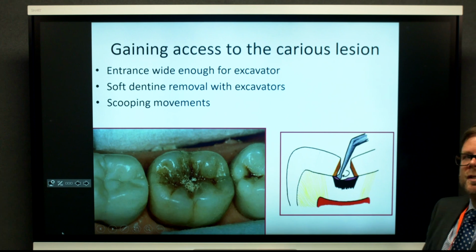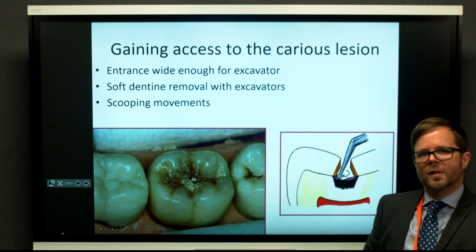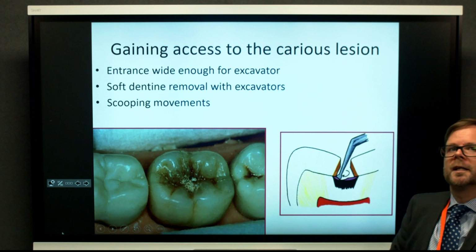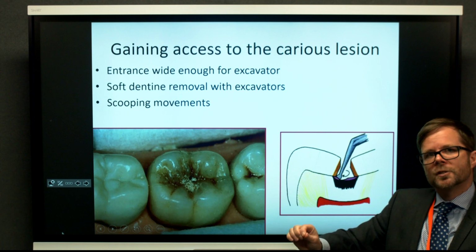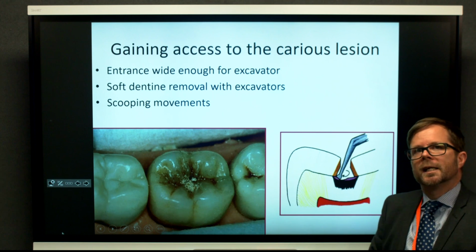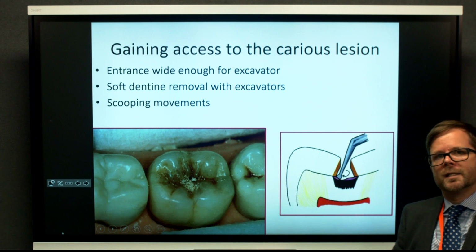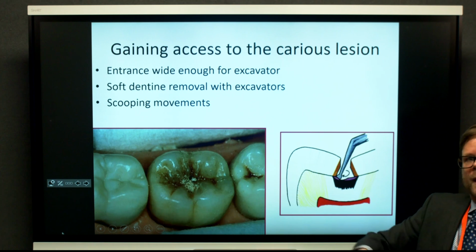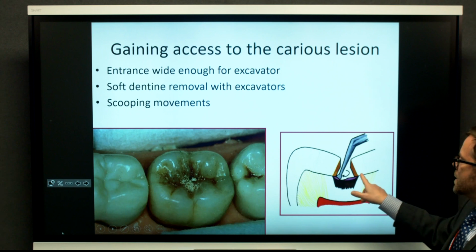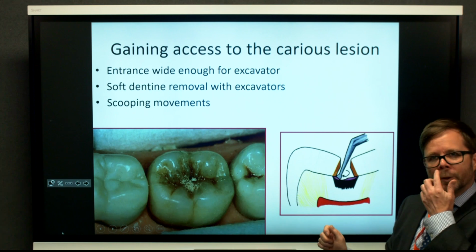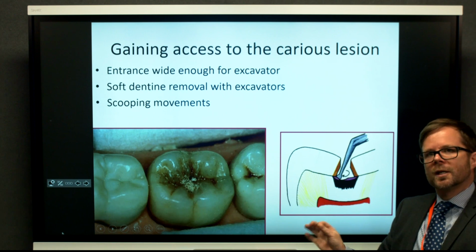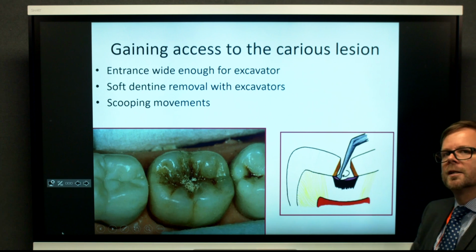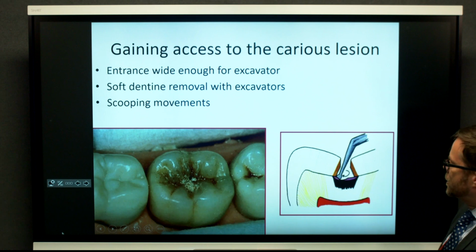Once the entrance is wide enough so that we can see into the cavity and physically get our spoon excavator into the cavity, we should start to remove the softened dentine with the excavator, using scooping movements or lateral movements backwards and forwards across the lesion. The spoon excavator has two ends to it. They're contra-angled, so they can be used from different angles. So use both ends of that instrument within the lesion.